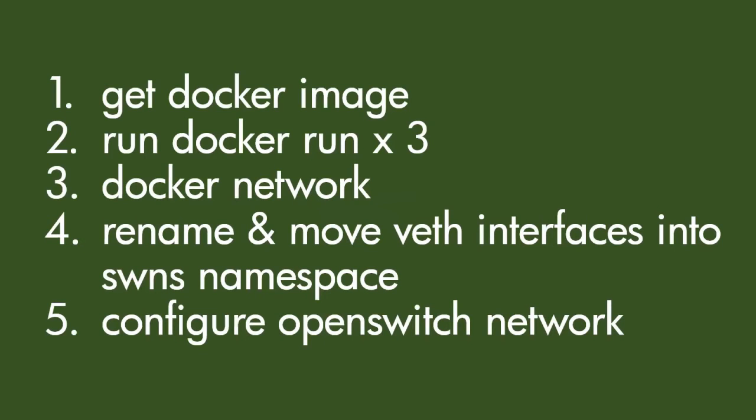Step one is to get OpenSwitch as a Docker image. Now, if you don't have a suitable Docker image, please refer to the first two of my videos in this series. Next, we're going to run docker run to create three containers. Then we're going to use docker network to create a couple of networks for connecting up our containers. And then we are going to rename and move the virtual Ethernet interfaces that docker network has created.